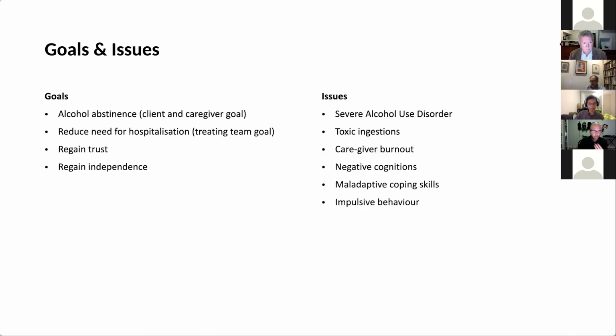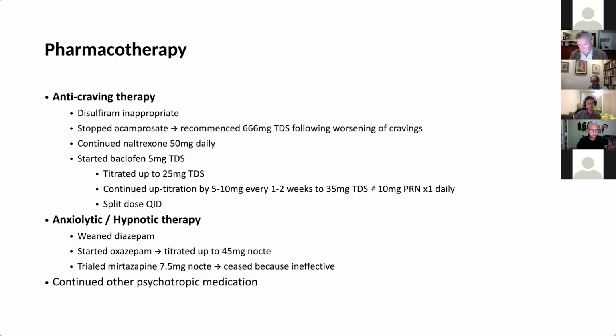So at the start of when I saw her, we did identify some very loose goals. Her family predominantly, but her as well, wanted to aim for complete abstinence, whereas we just wanted to try and keep her out of hospital for as long as possible. She really wanted to regain trust from her family and with that regain some independence. So to try and achieve these goals, we focused on obviously her drinking and the substances that she was consuming, but realized that addressing her carer burnout, her negative ways of thinking, her coping strategies and her impulsivity would be crucial to that. So treatment was basically broken up into pharmacotherapy and counselling strategies.